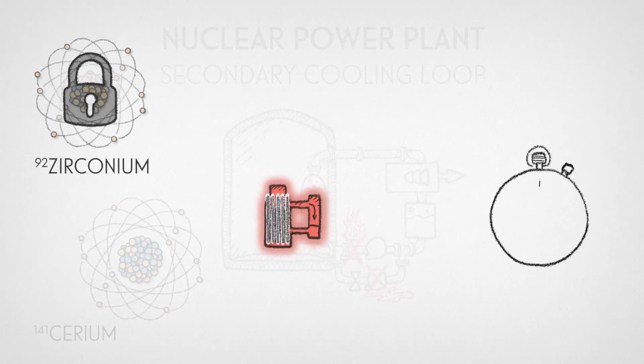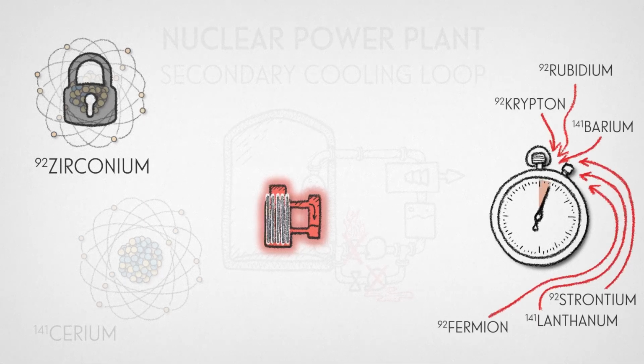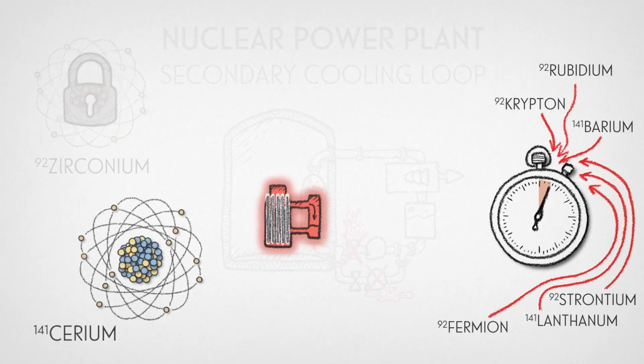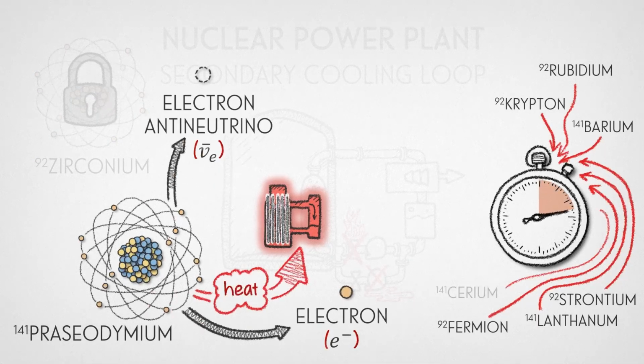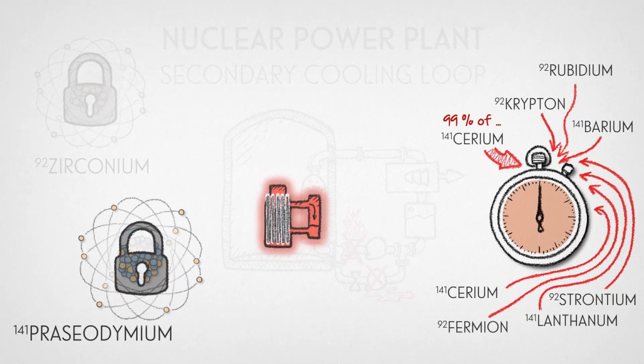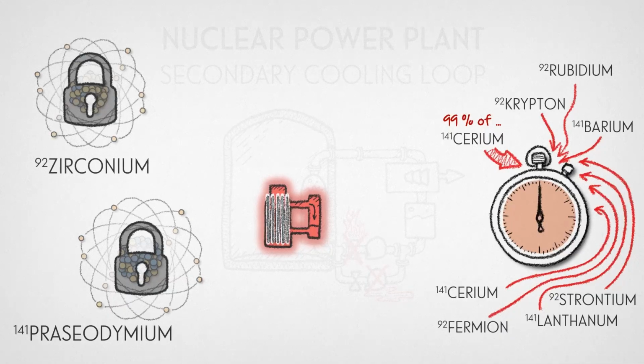If we started a stopwatch when we first inserted the graphite control rods, it would now be at around 6 hours. It takes another 33 days for most cerium-141 atoms to decay to praseodymium-141, and another 5 months after that for 99% of the remaining atoms to decay. Praseodymium-141 is stable, so it takes 6 months for heat to stop being generated.